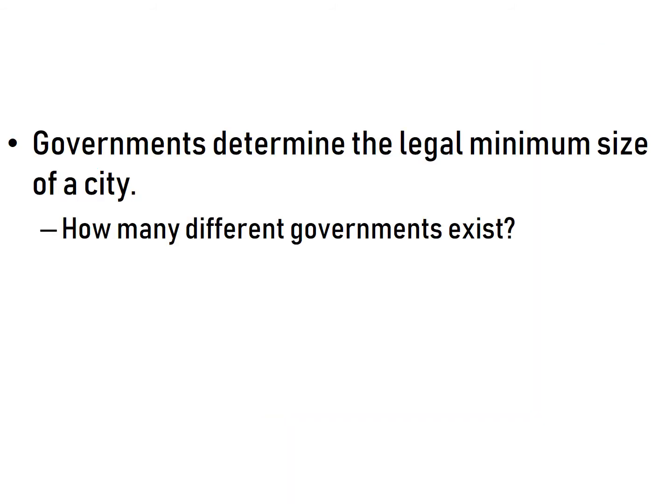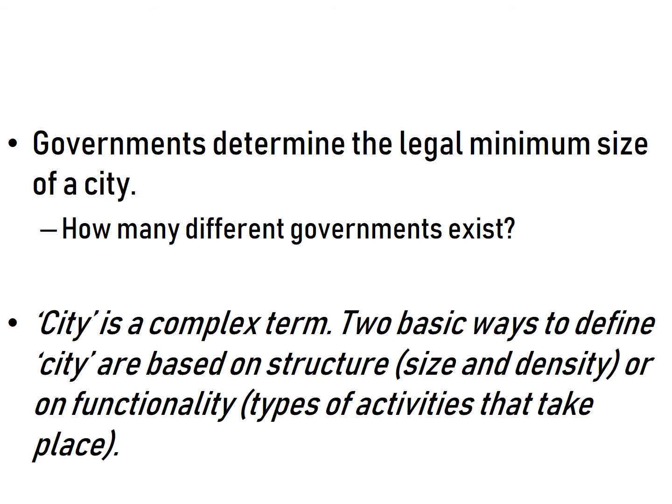Now, governments determine the legal minimum size of cities, and that also makes this confusing because there are all these different types of governments. So, city is a very complex term, right? Not only are we looking at the size and structure of the city when defining these settlements, but also the functionality of it. What is actually happening in these places?